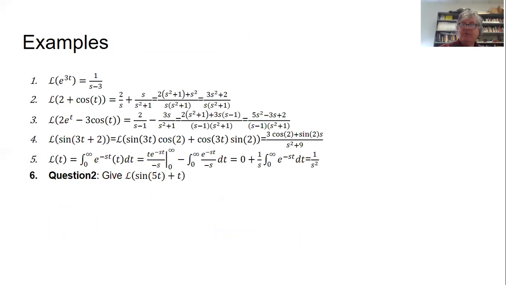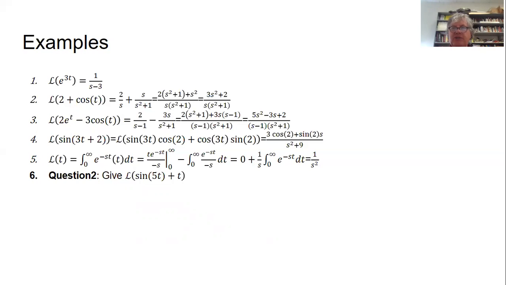So here's just some examples. Laplace transform of e to the 3t is 1 over s minus 3. Laplace transform of 2 plus cos t. Remember, the Laplace transform is an integral transform, so it's linear. So it's going to be the Laplace transform of 2, which is 2 on s, plus the Laplace transform of cosine, which is s over s squared plus 1. And then we can just bring that under common denominators.